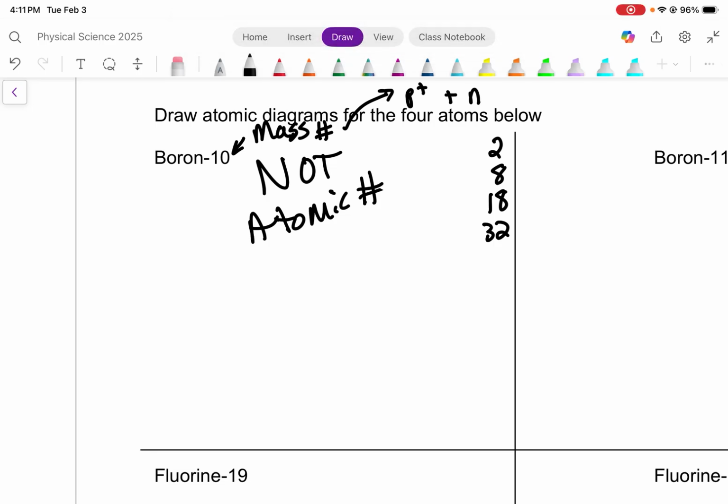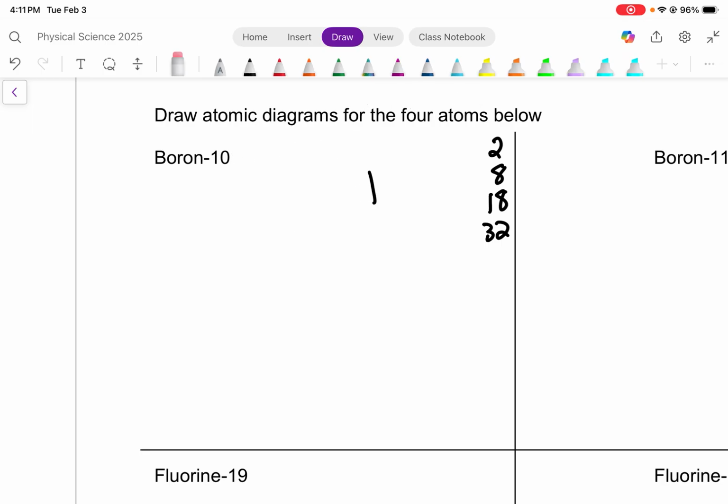All right. So that boron-10, that's the mass number, and we've got to use that number to figure out our nucleus. So I'm going to get rid of this stuff. Kids just got to remember that, you guys. And so what I'm going to do, and I tell the kids, put your pens down, don't write what I'm about to write, because here, boron with a mass of 10.